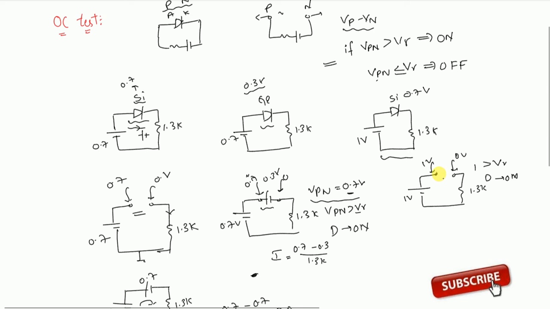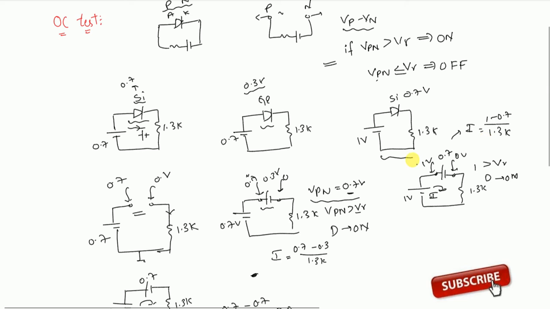What is the equivalent circuit? Like this. It is 0.7 volt. What is the current flowing through the diode? I equal to (1 minus 0.7) by 1.3K.